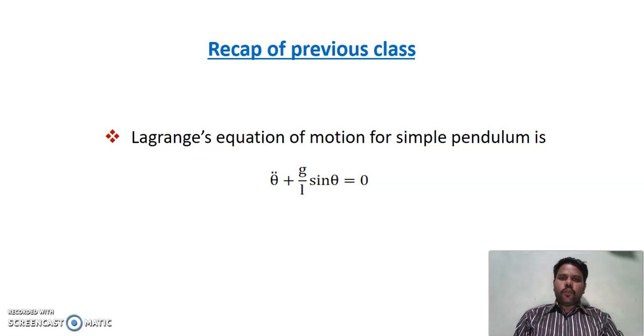So the Lagrangian equation of motion for a simple pendulum is found to be theta double dot plus g by L sine theta is equal to 0. For small amplitude, the equation of motion reduces to theta double dot plus g by L theta is equal to 0.